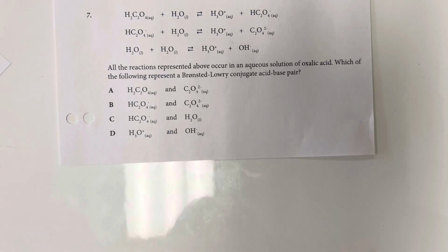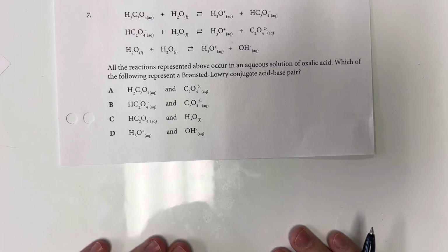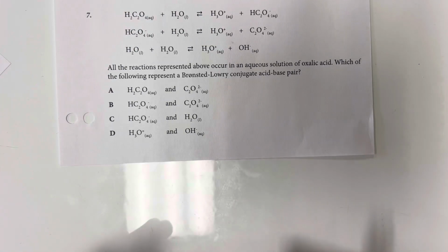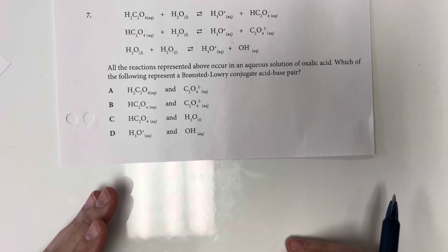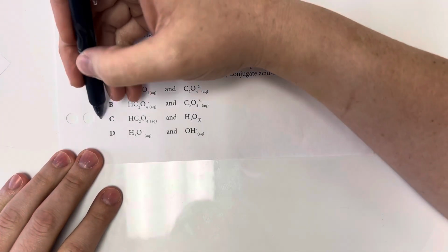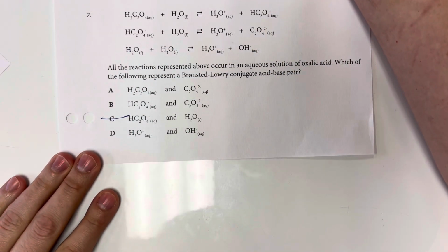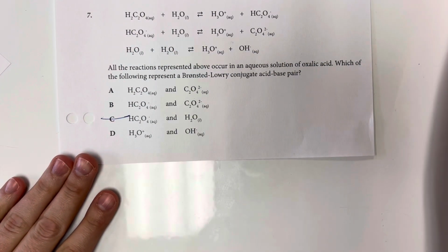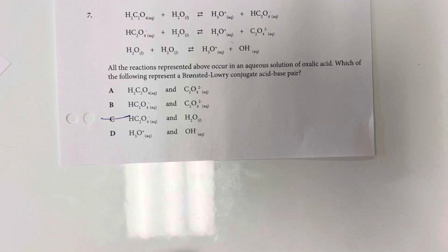All the reactions represented above occur in aqueous solutions of oxalic acid. Which of the following represented is a Bronsted-Lowry conjugate acid-base pair? Again, conjugate acids and bases, we need the main portion to stay the same. We are just adding or subtracting a proton. So I'm going to go ahead and get rid of option choice C, since that does not have an acceptance of a proton and instead changes the actual main portion.